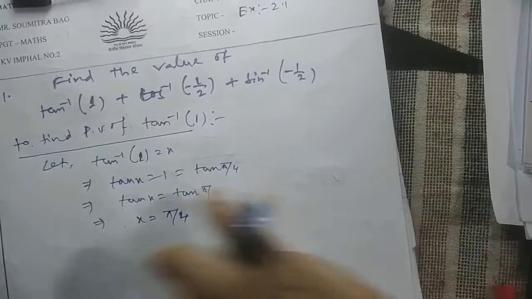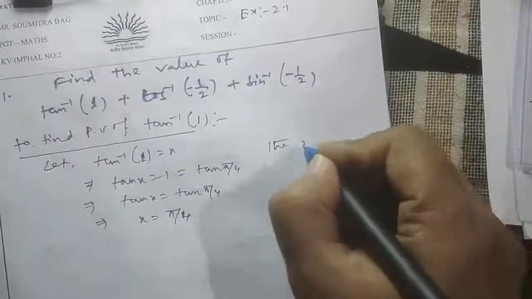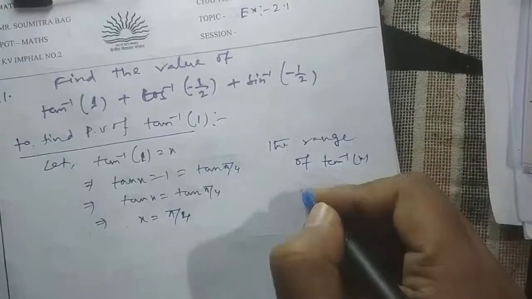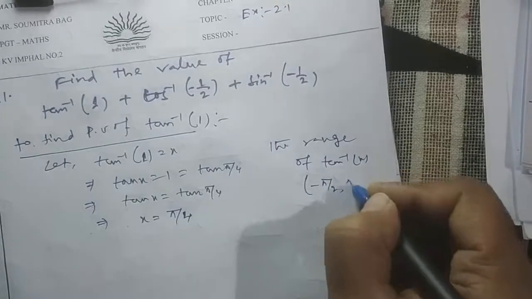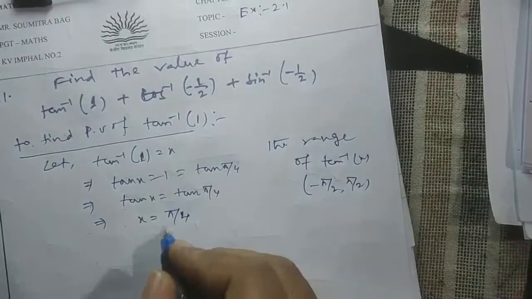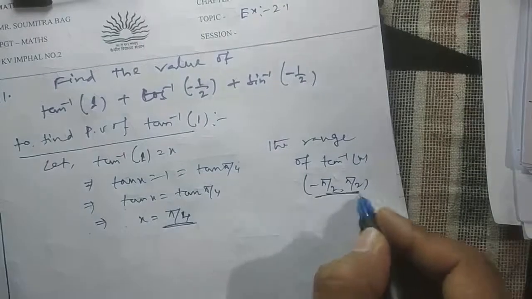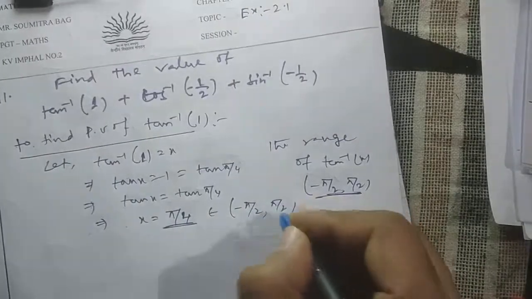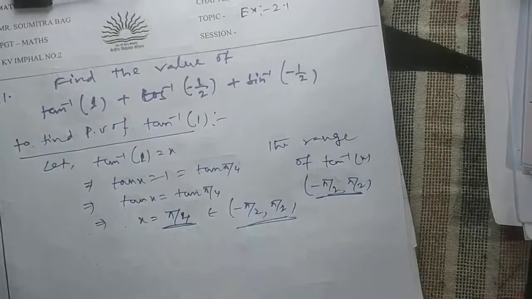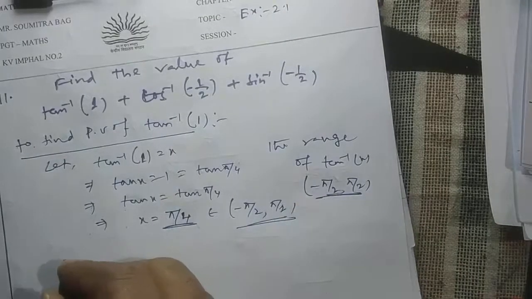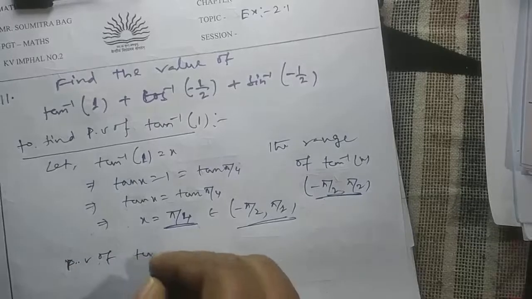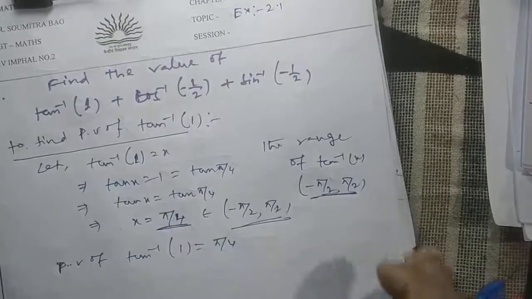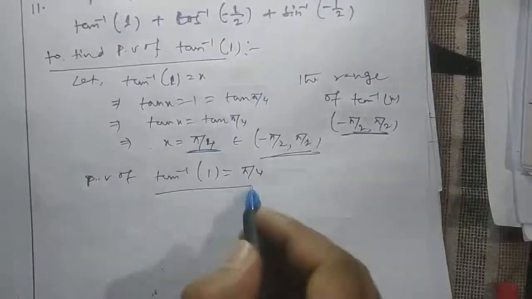And what was the range of tan inverse x? The range of tan inverse x was minus pi by 2 to pi by 2, open. Correct? So it clearly belongs to the range. So you can say this pi by 4 belongs to the range. So the PV of tan inverse 1 will be pi by 4. So one PV is found.